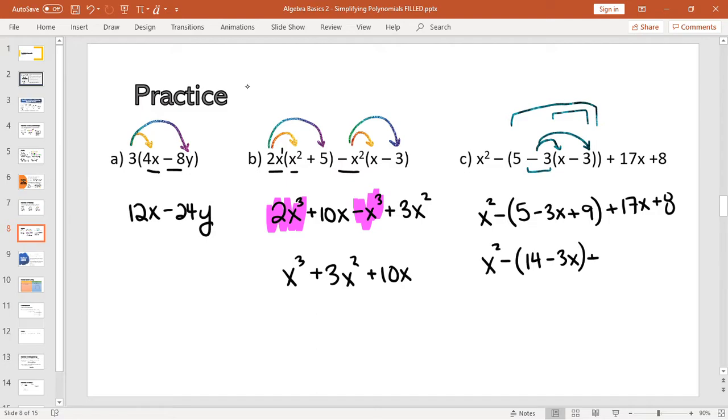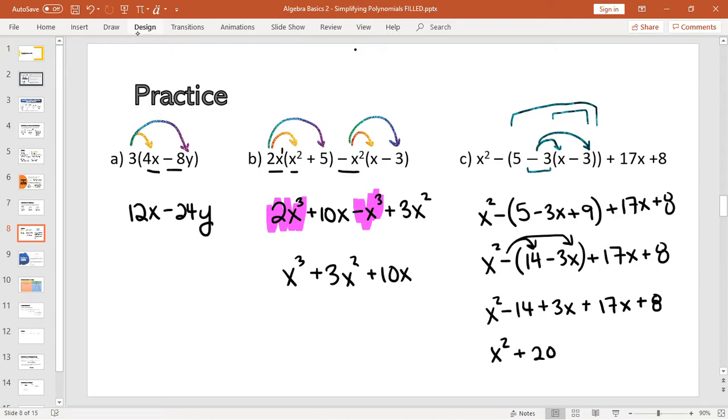So take as many steps as you want. Now I'm going to take that negative, which is like negative 1, and I'm going to distribute it into those brackets. So I end up with x squared. 14 times negative 1 is negative 14. Negative 3x times negative 1 is positive 3x. And then I just have the stuff left over. And now I have no brackets left, so it's fair game for combining like terms. x squared plus 20x, because of the 3 and the 17, and minus 6, negative 14 plus 6. Done.